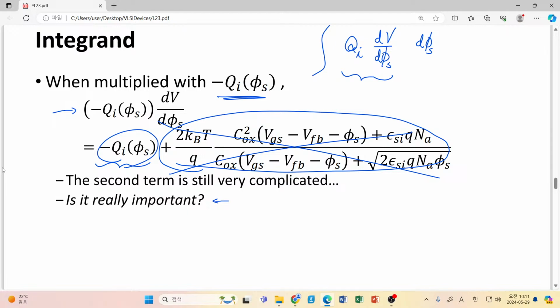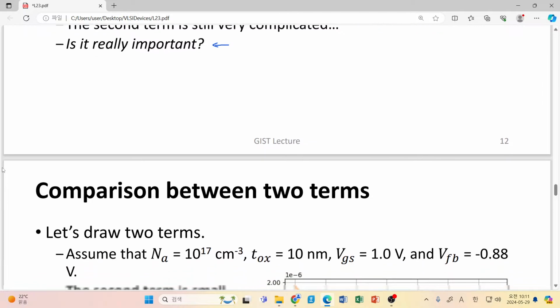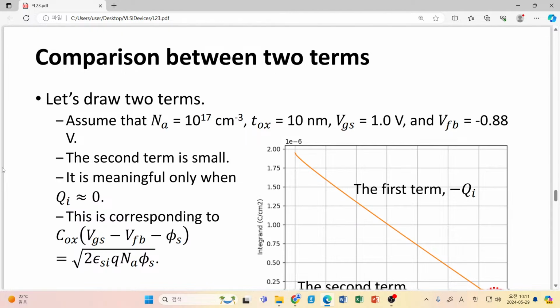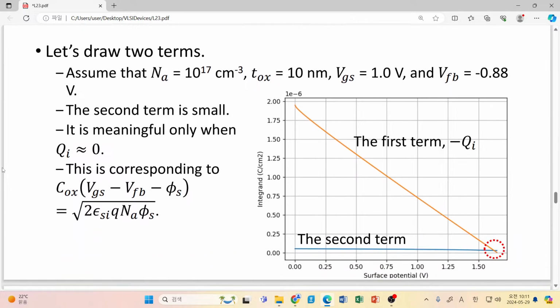So how much can we approximate this term? I will give you the answer. Let me make a comparison between the first term and the second term. We hope that the first term should be dominant and the second term should be negligible, and the answer is shown here.